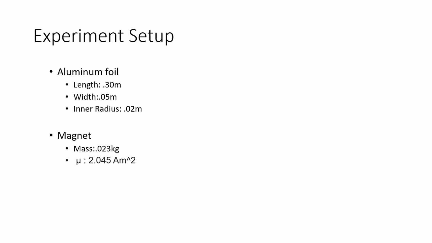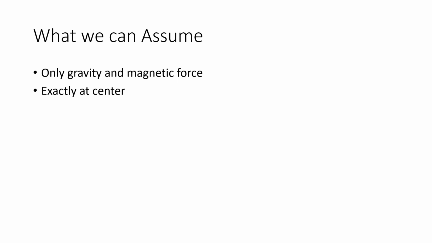For the initial conditions of our experiment, the aluminum foil had a length of 0.3 meters with a 0.05 meters and an inner radius of 0.02 meters. The magnet, on the other hand, had a mass of 0.023 kg, mu of 2.045. We can assume that the only forces acting on this object are gravity and magnetic force, and that we're dropping this magnet exactly at the center.